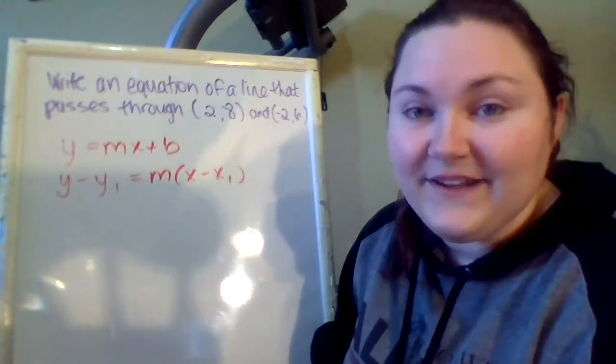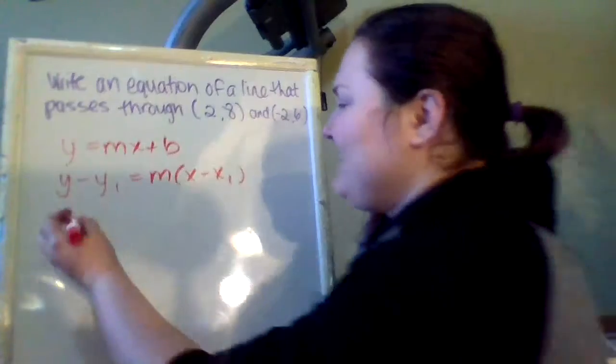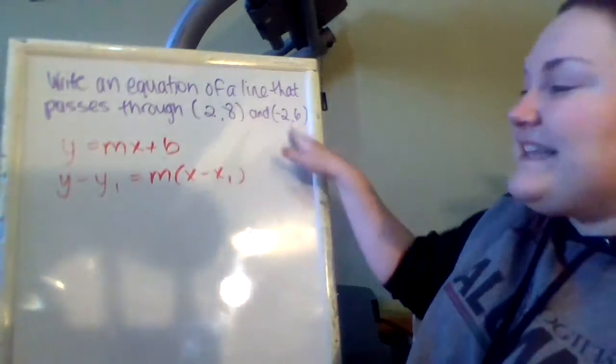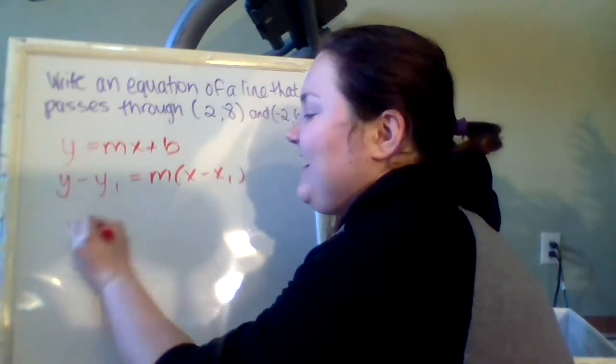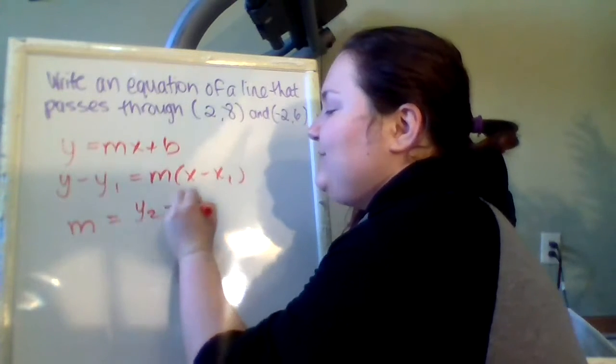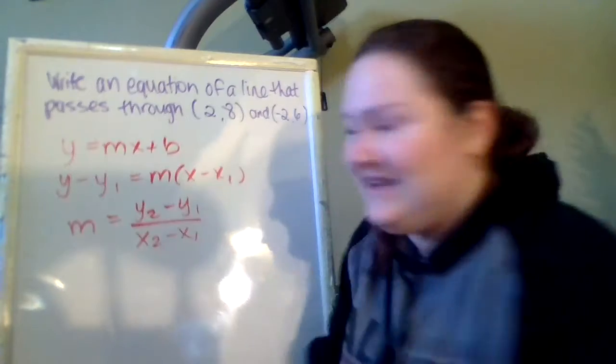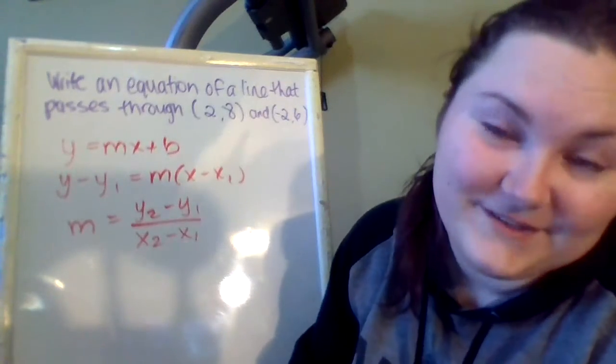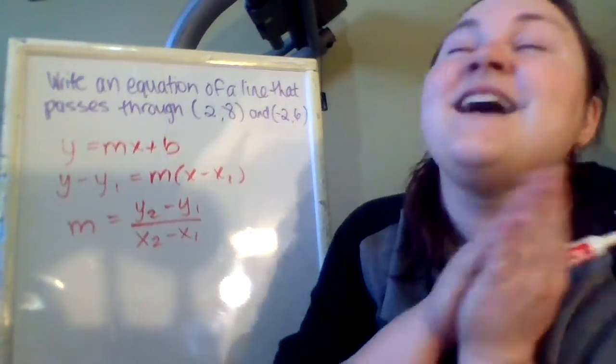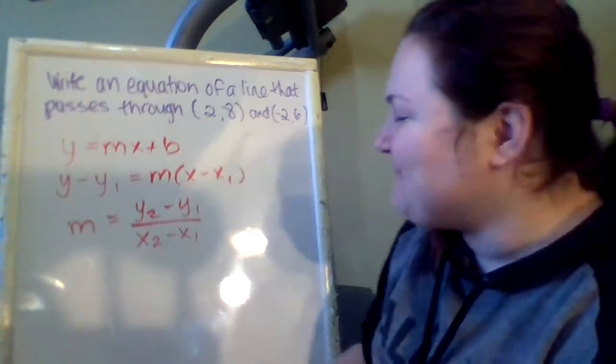In order to find slope, there's one last formula I'm going to write. To find slope when you're given points like this, we've got the formula m equals y2 minus y1 over x2 minus x1. And those are the 3 formulas we have for this unit on linear equations. I promise there are no more after this.